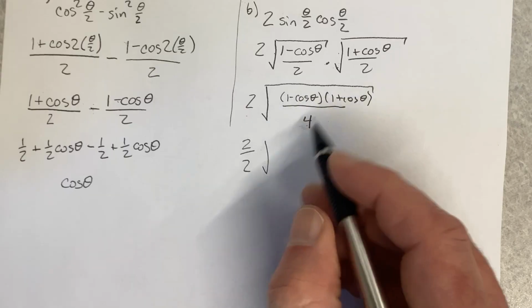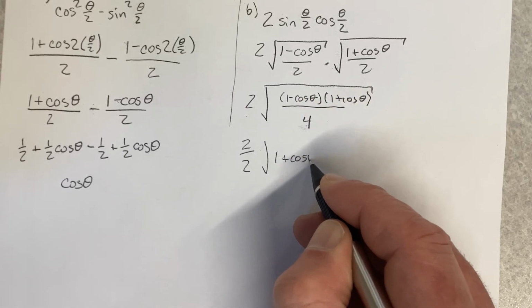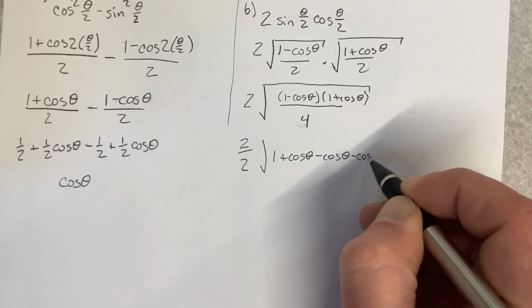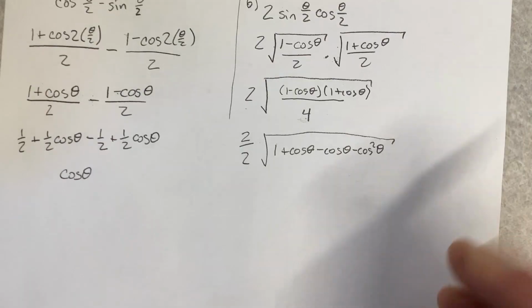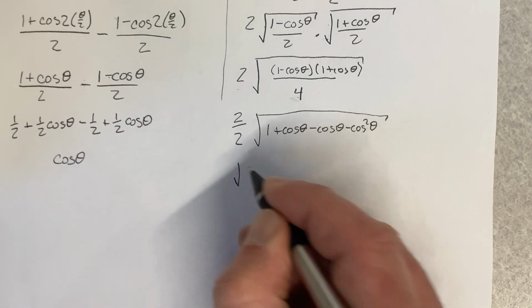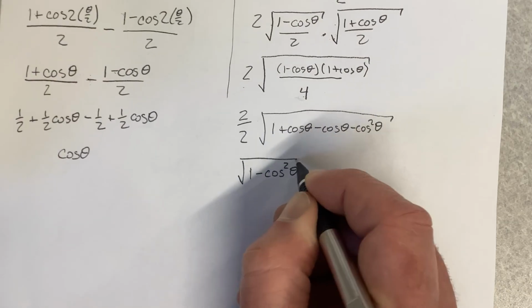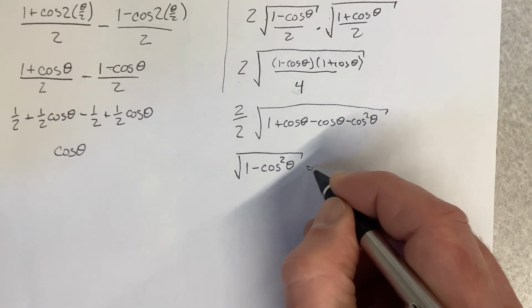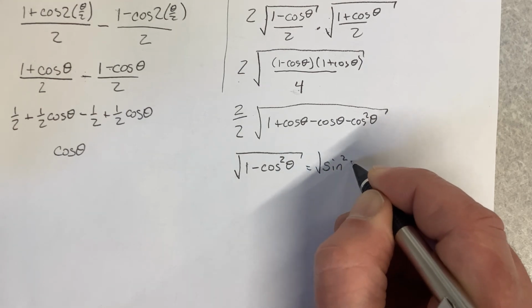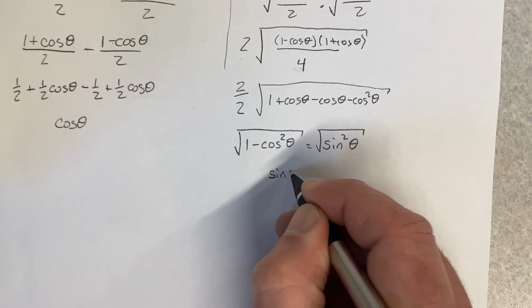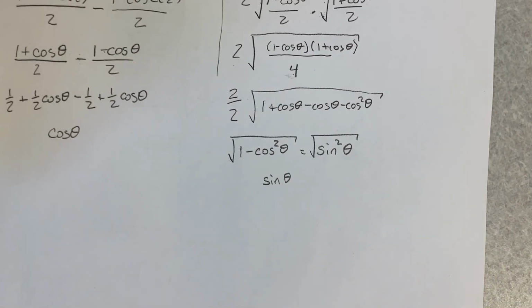And now this is going to be 1 plus cosine of theta minus cosine of theta minus cosine squared of theta. And we can simplify that down. There's a 1 there. And so now we have 1 minus cosine squared of theta. And now using a Pythagorean identity, that means this is a square root of sine squared. The square root of anything squared is just that base. And so then we get down to sine of theta. Okay, so everything else, we're just plugging in, manipulating, trying to simplify, getting as far as we can on these.